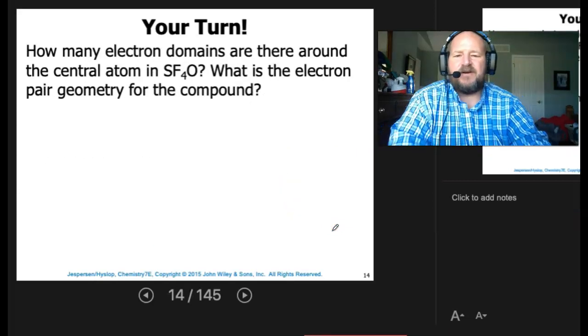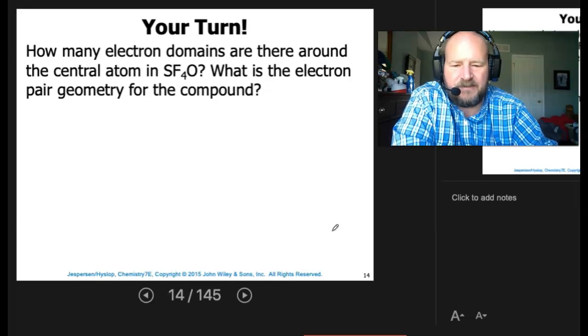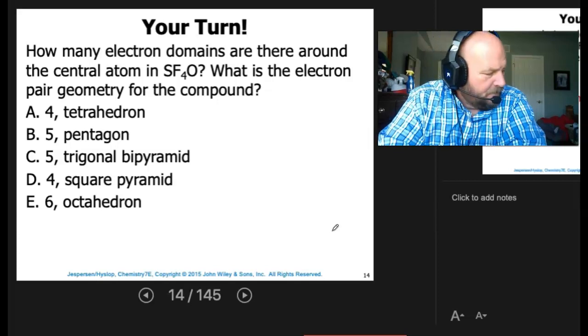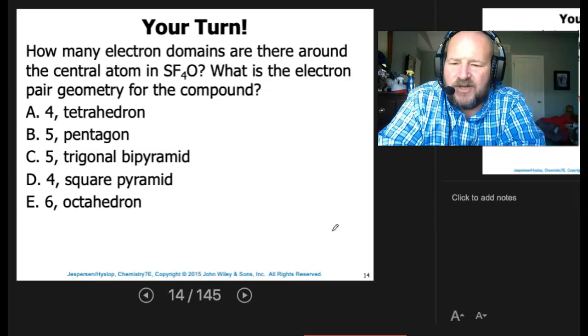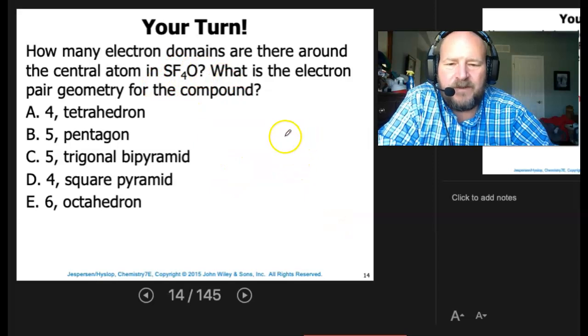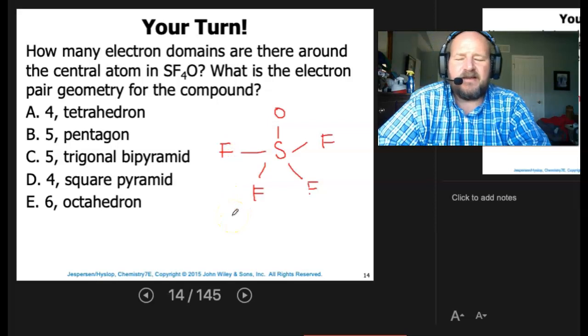All right, how many electron domains are there around the central atom in SF4O? And then what is the electron pair geometry for the compound? So is it 4 tetrahedron, 5 pentagon, 5 trigonal bipyramidal, 4 square pyramid, 6 octahedron? So we have SF4O. So what's it going to look like then? So all those things are going to be linked out like that.